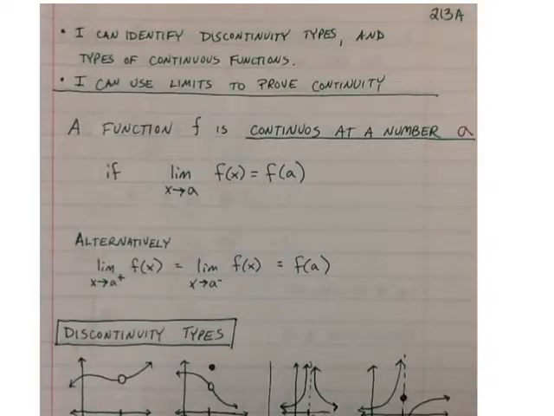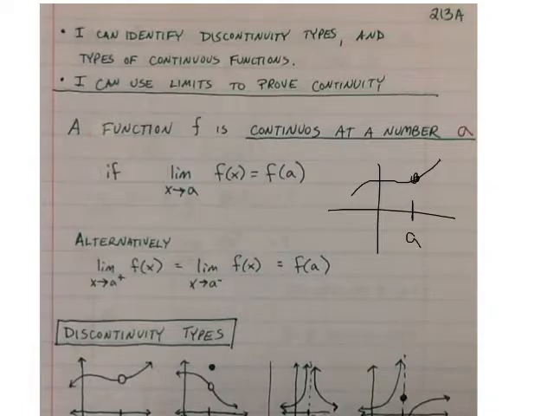Alright, so we'll start our notes on page 213a. A function f is considered continuous at the number a if the limit as x approaches a of f of x is equal to f of a. Very loosely, if you thought about that graphically, if the left-hand limit is the same as the right-hand limit, which is the same as the value of the function there, it is considered to be continuous at a.